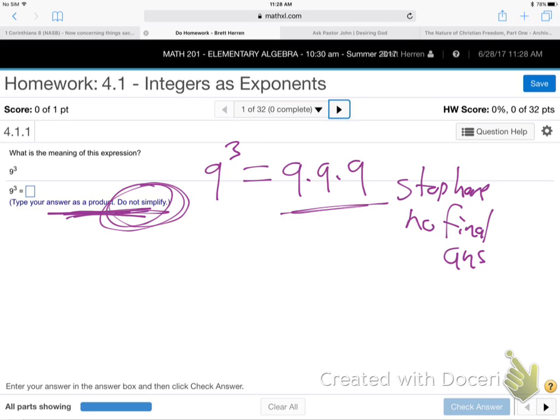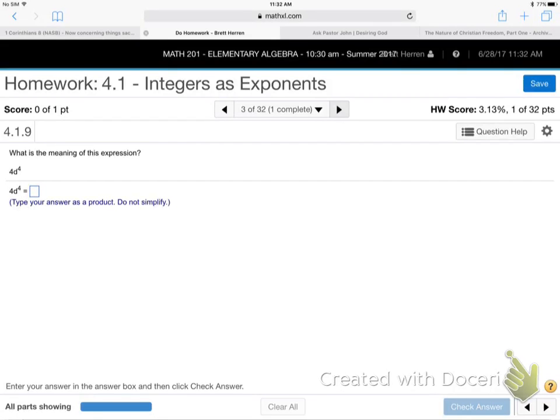What do you do if you're doing Math Excel homework? If you multiply this out, you'd get some big number, 729 or something. Anyway, they don't want you to say that. How would you know? Let me go back over here. Let me try this one. 4d to the fourth. Same thing. They want you just to write it out and not simplify.